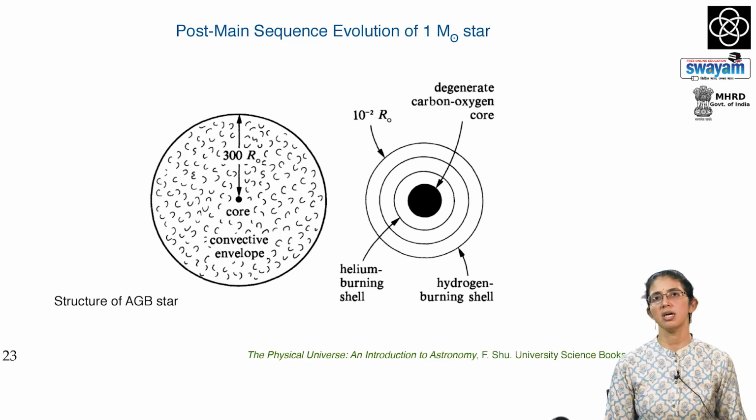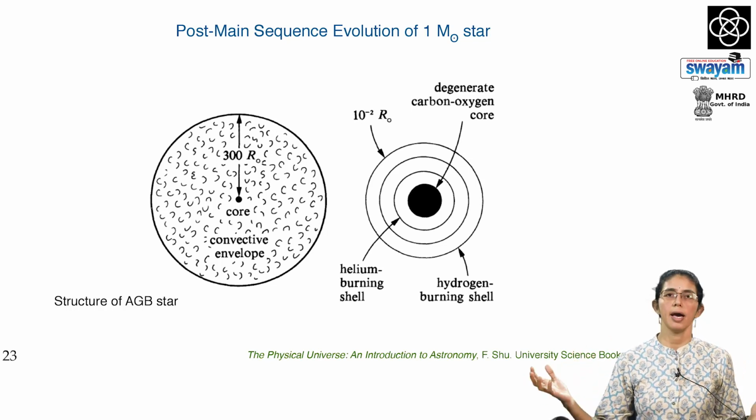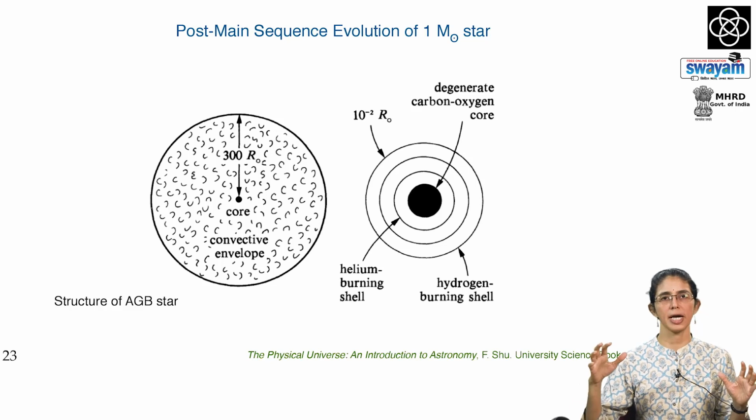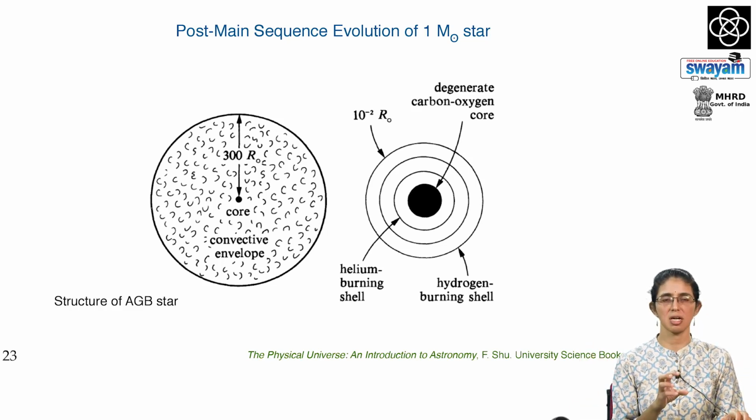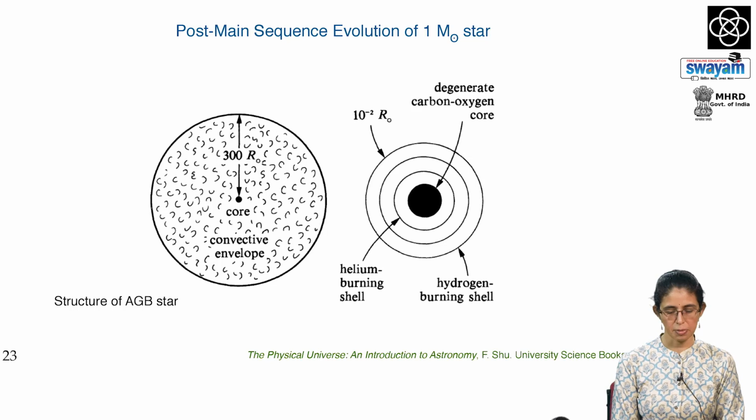Even theoretically, it is difficult to calculate what exactly would be occurring in the envelope. Observationally, these stages do not last very long, and therefore we do not have too many observations of stars in this stage, but it is expected that these outer envelopes would be blown out, and this would form a kind of nebula around the central carbon oxygen degenerate core, or the white dwarf. This nebula is called a planetary nebula.